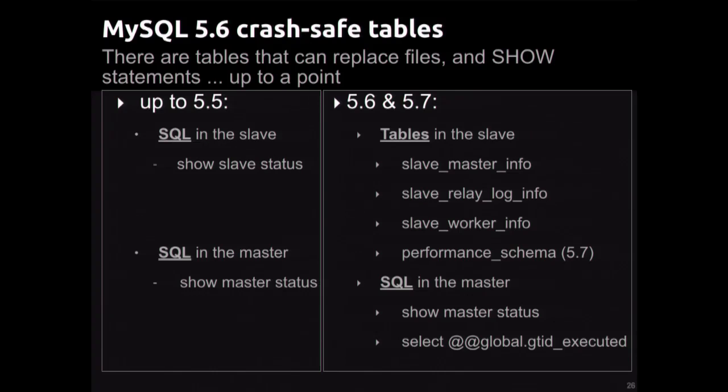Up to MySQL 5.5, in the slave, we could do show slave status, and in the master, show master status. In MySQL 5.6 and 5.7 and 8.0, we have tables in the slave, and we have several tables in performance schema starting in MySQL 5.7, where almost all information from show slave status is available. Unfortunately, in the master, there is no change. So everything comes from show slave status or looking at the global variable gtid_executed.